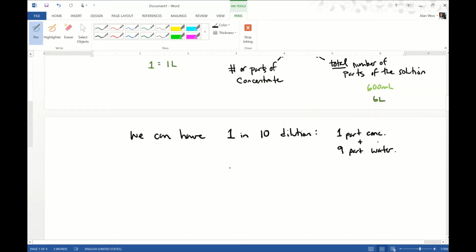Or perhaps I wanted, let's say, a 2 in 5 dilution. A 2 in 5 would mean 2 parts water, or sorry, 2 parts concentrate plus 3 parts water. Okay. So the second number here is always the total. You take the total minus the concentrate to get the amount of water. Okay, and this is, again, a very, very useful way to dilute something to almost any volume that's necessary.